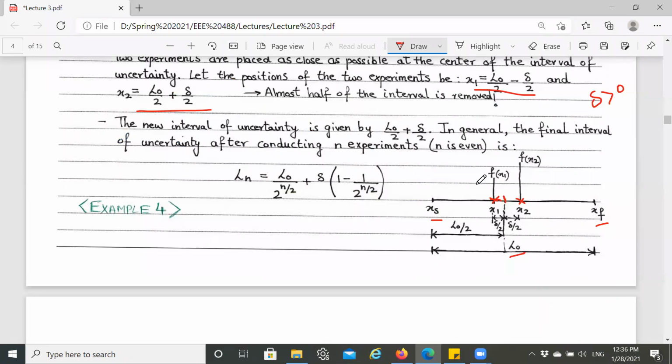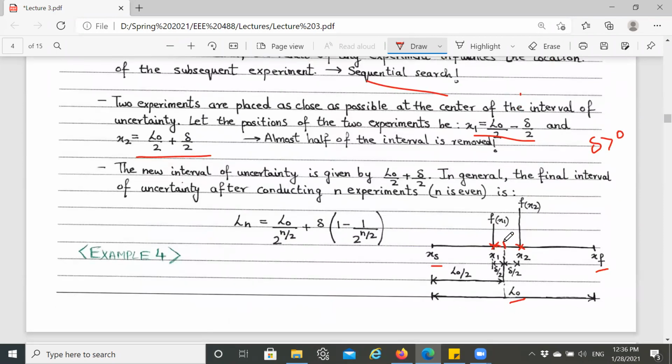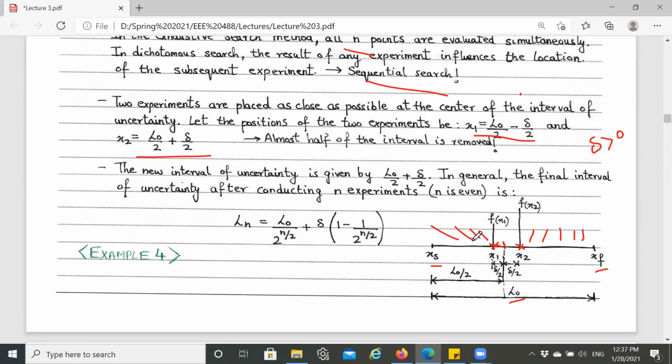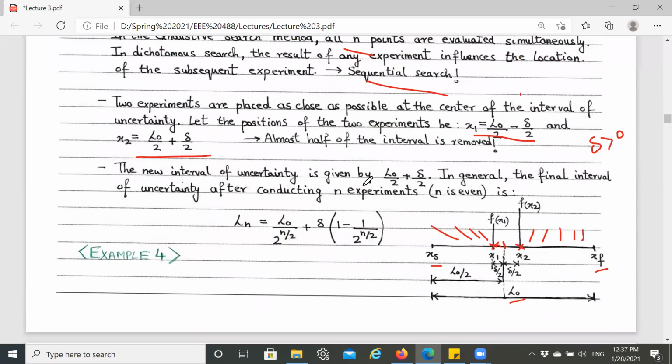So if I check this condition, this unimodality test, and either one of the conditions holds, then I can eliminate either this half or this half, which is nearly half the interval, a large portion as compared to the previous search method. The new interval of uncertainty that you get would be L naught half plus delta half.